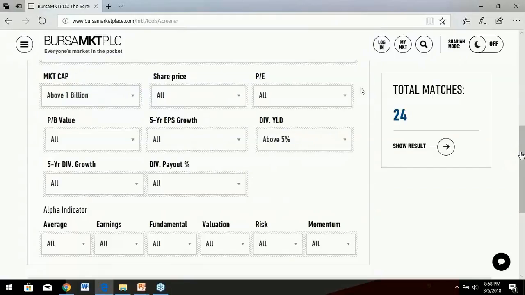And right now, from 102, your total matches now has dropped to 24. Okay, so what about the rest? So basically, we don't need to actually bother about the rest because we are now down to the 24. We are now down to only 24 stocks out of 936, which is like less than 5% of the stocks already. So I think it's good enough for us to show result.